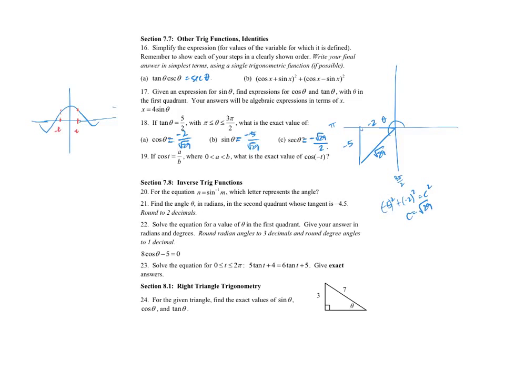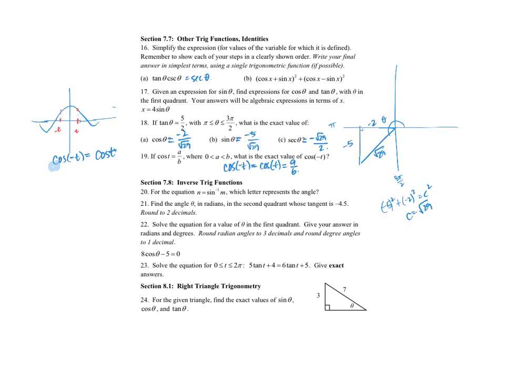Because cosine is what we would call an even function, cosine of negative t is equal to cosine of t, and that's true for all values of t. So the exact value of cosine of negative t is that it's equal to cosine of t, which is a over b. Okay.